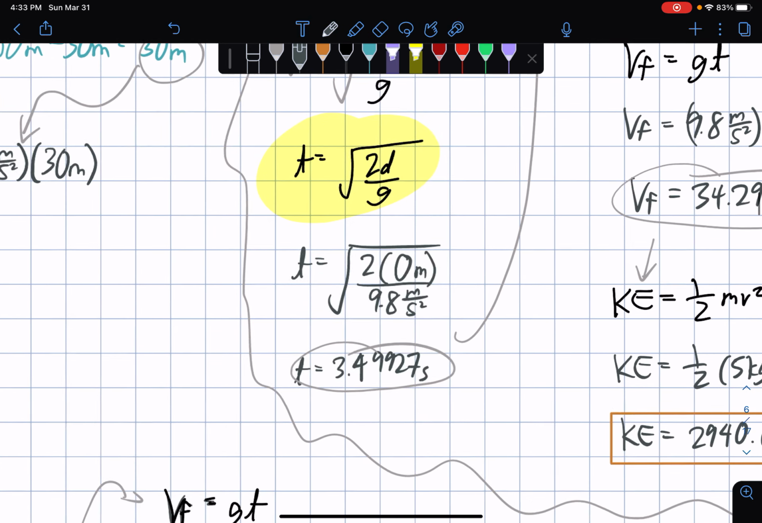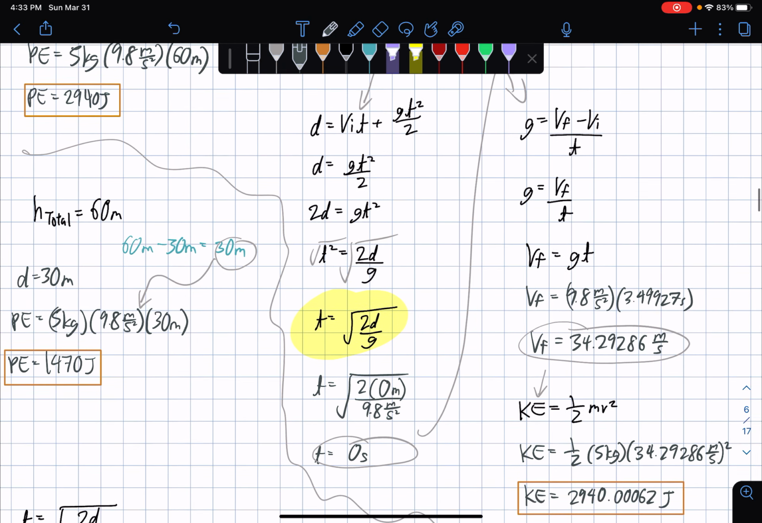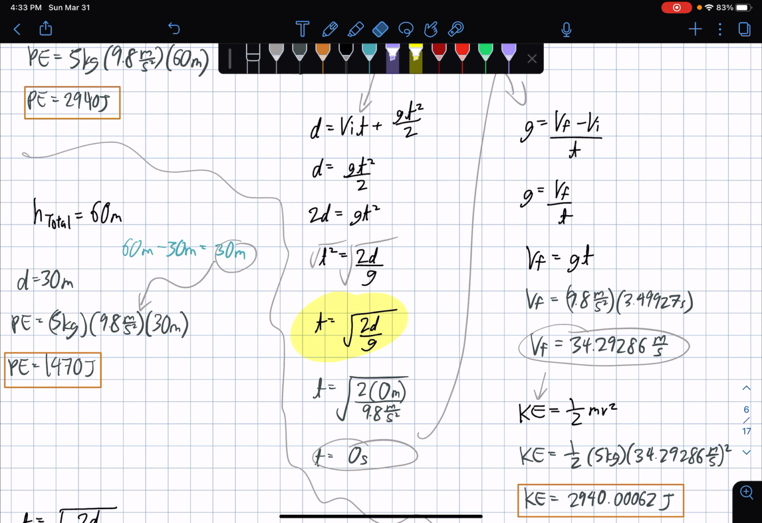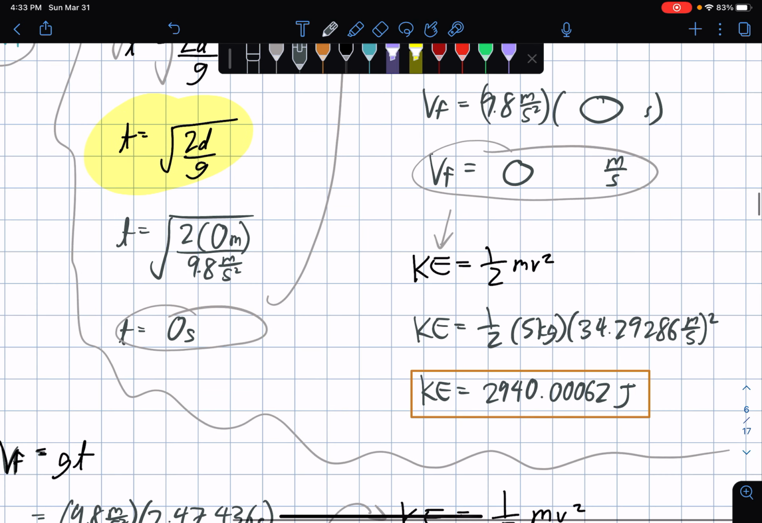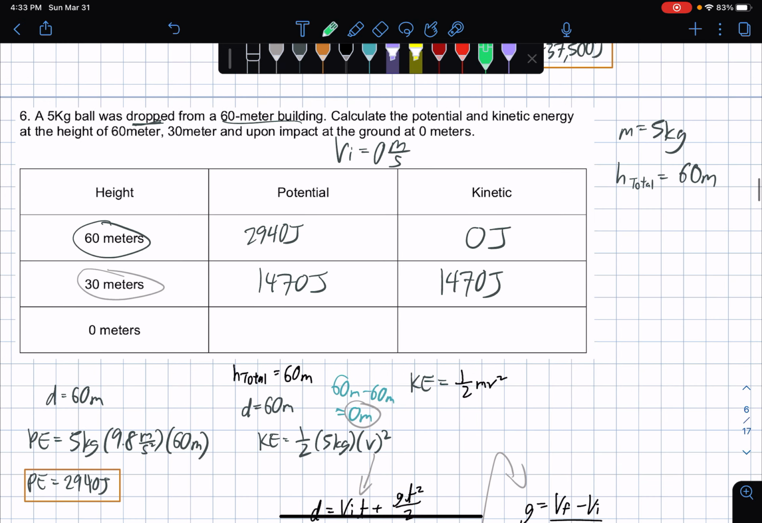This is supposed to be 0, and everything here is supposed to be 0. 0 seconds, that means here, g times t, g times 0, this is supposed to be equal to 0. And yes, KE therefore is supposed to be 0 too. So this entire thing is supposed to be 0 joules. Now, I think everything is correct now.